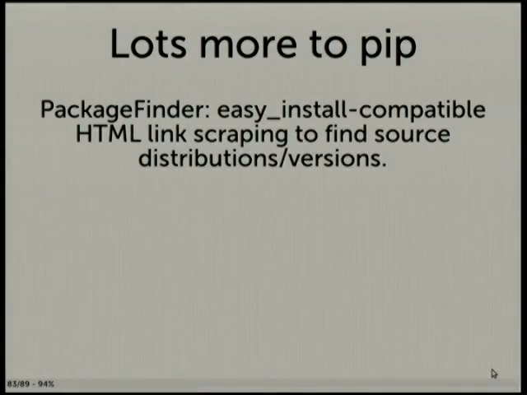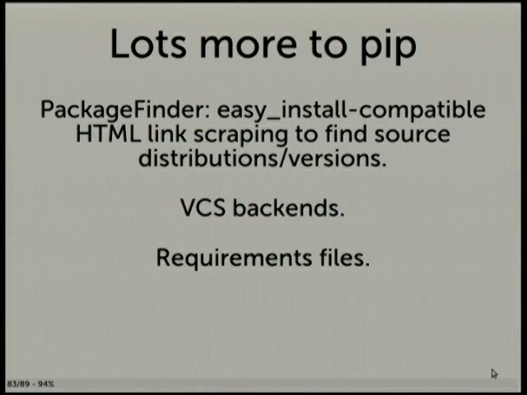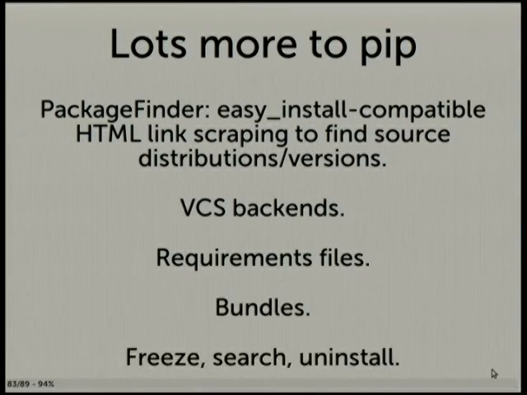Like I say, it's a few more lines of code than it may ideally be, but seeing all those lines of code lets you actually see what it's doing, and you can pretty much modify all the behavior you need to in there. There's a lot more to pip that we could look at, and we're not. Package finder. There's the whole version control backends thing. Requirements files, bundles, freeze, search, uninstall. Doing an uninstall programmatically looks pretty similar to the install, actually.